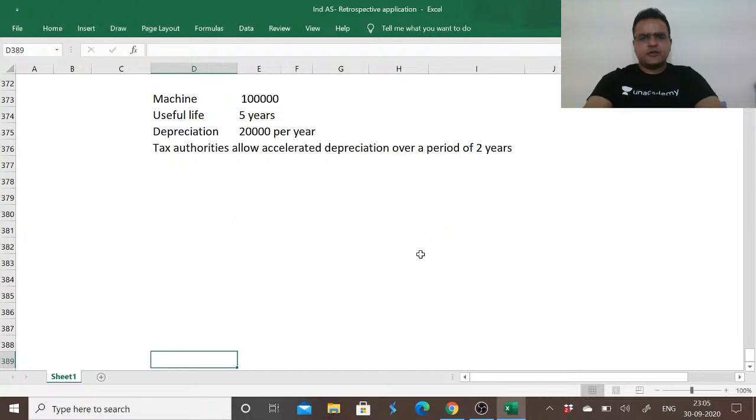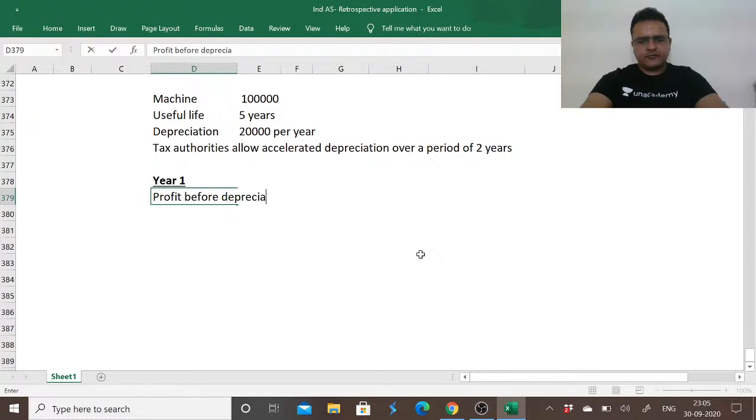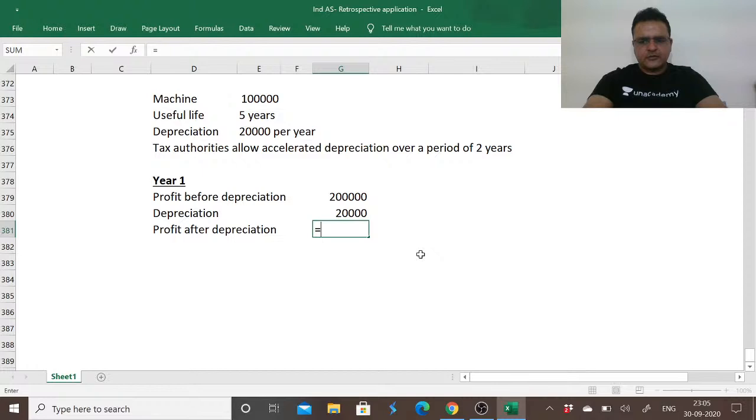So in year 1 accounting, suppose profit before depreciation is 200,000, the depreciation charge for the year is 20,000, and profit after depreciation is equal to 200,000 minus 20,000, that is 180,000. This is as per accounting books.